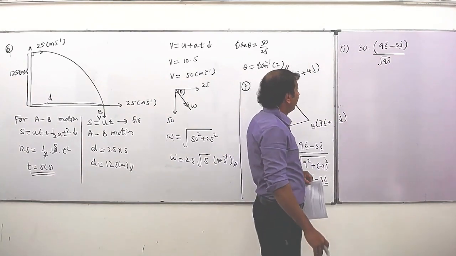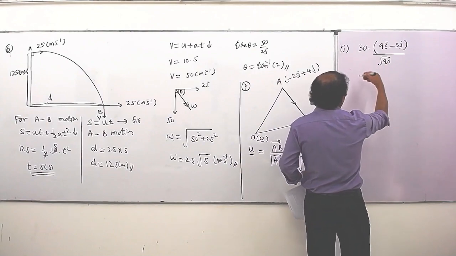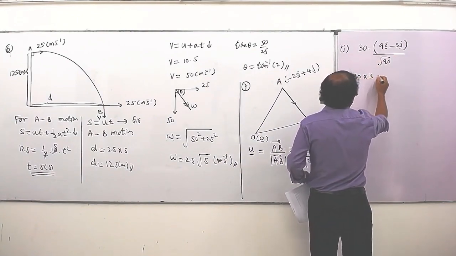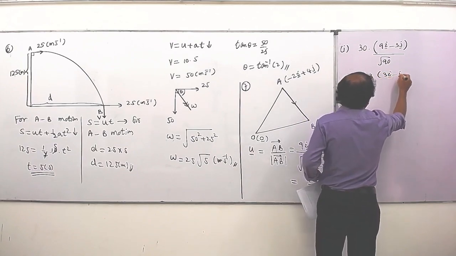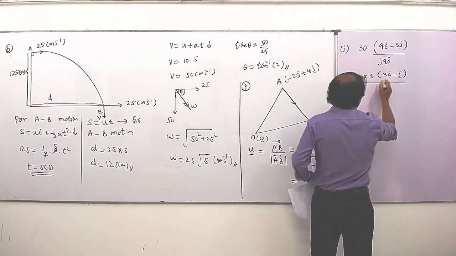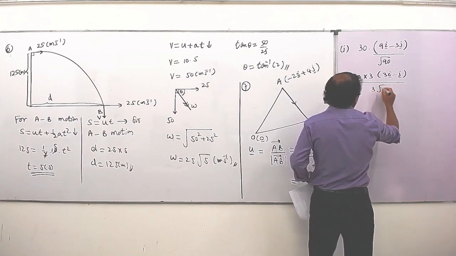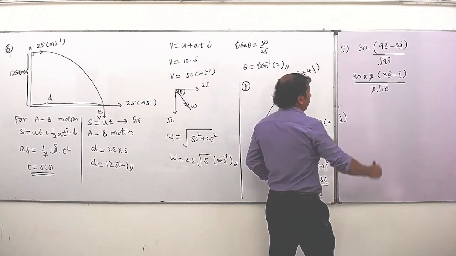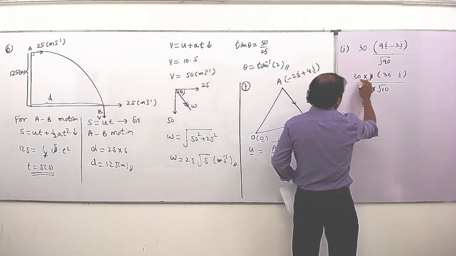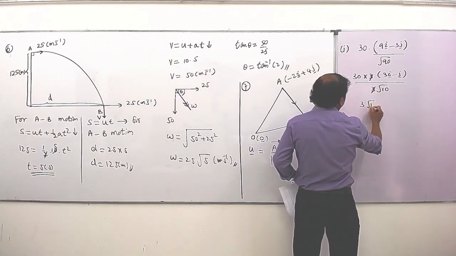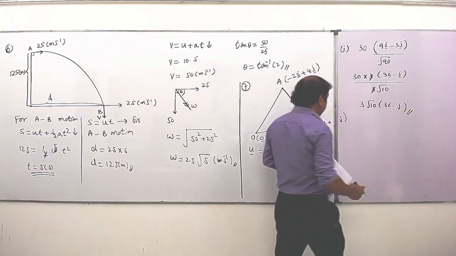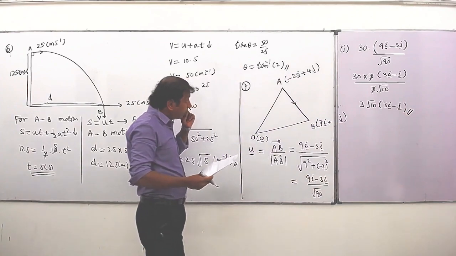Then we can simplify this furthermore, no? Right. I can take this 3 out: 30 into 3i minus j. You can write root 90 as 3 root 10. Okay. This and this you can cancel down. Then this 30 you can write as 3 into 10. So 3 root 10 times 3i minus j. Is that the required vector? Next one.